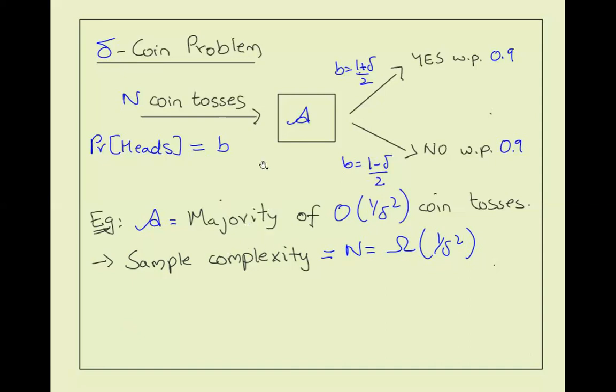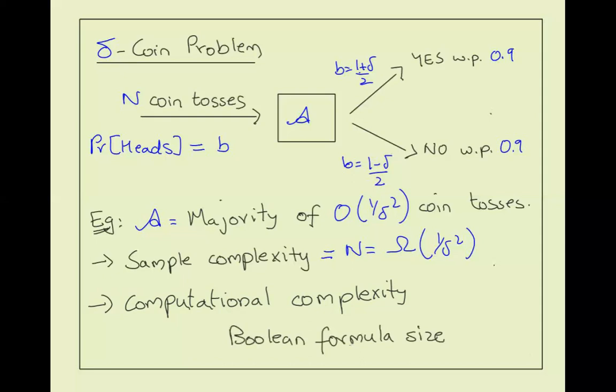Another facet that we'll be interested in for such procedures is the computational complexity of such procedures. We'll be interested in algorithms that can be carried out in extremely restrictive models of computation. These models of computation are so restrictive that computing something like a majority vote of so many coin tosses is in fact prohibitively expensive. So in such situations, we'll be interested in finding out what is the most resource efficient way of solving the coin problem. The particular resource that is important to us in this work is that of Boolean formula size. We look at Boolean formulas with a certain set of gates, and we ask what is the smallest formula that solves the delta coin problem. So that's the setup.